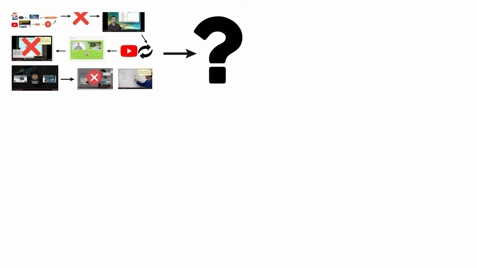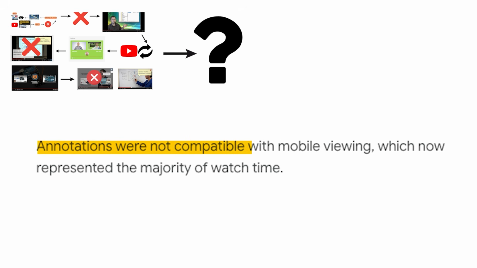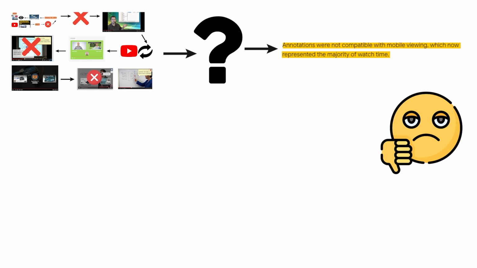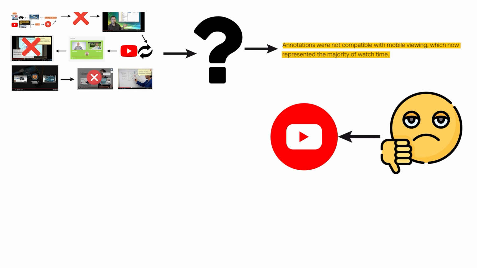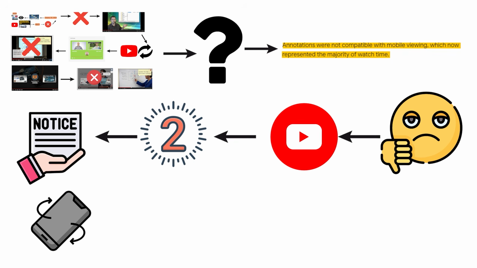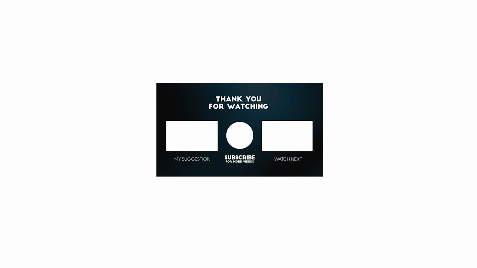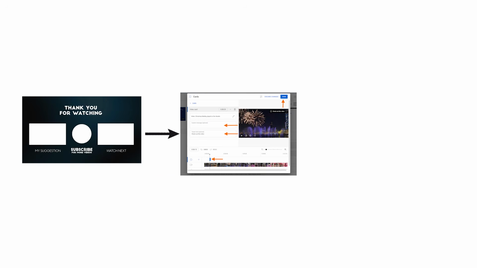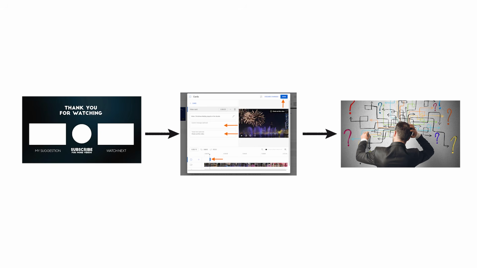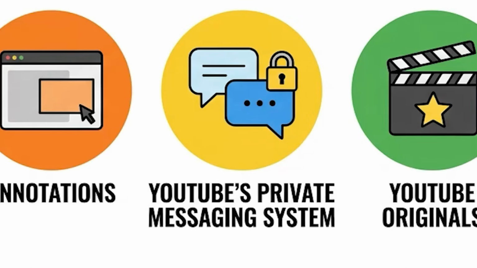The reason YouTube gave: annotations were not compatible with mobile viewing, which now represented the majority of watch time. The reason that doesn't fully satisfy: YouTube had 2 years of advance notice between the mobile shift and the removal decision. They built end screens and cards instead of a mobile-compatible annotation system. They chose which problem to solve: YouTube's private messaging system.